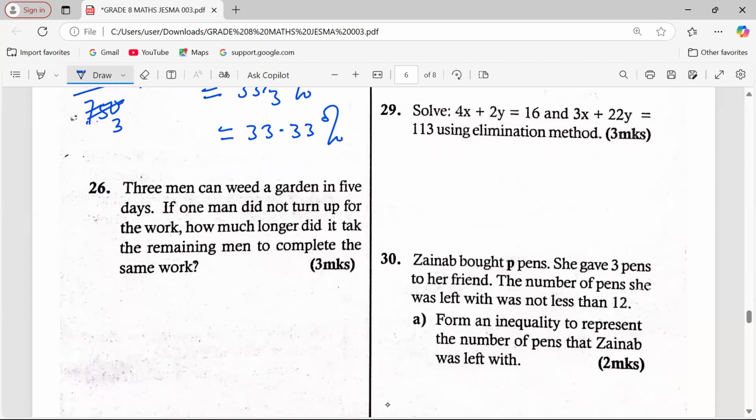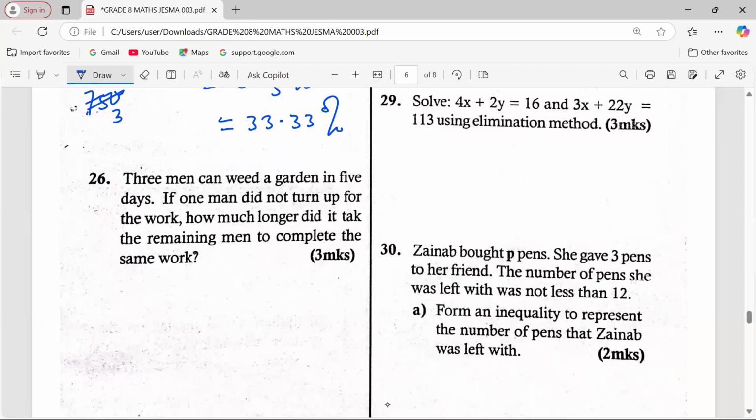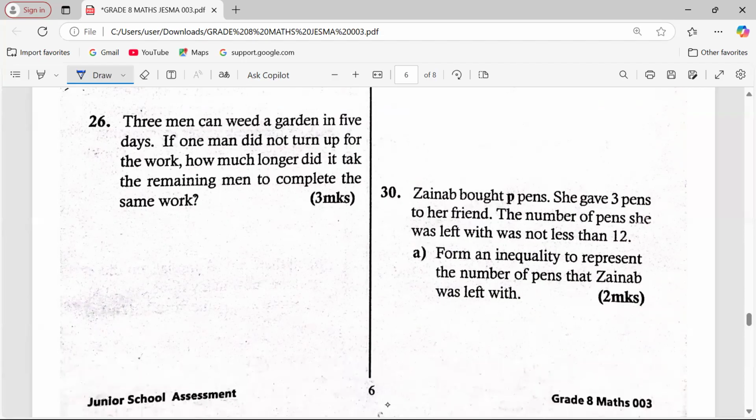That way. Number 26. 3 men can weed a garden in 5 days. If one man did not turn up for the work, how much longer did it take the remaining men to complete the same work? So we can have men and days. We are saying 3 men can take 5 days. If one man did not turn up for work, so they became 2, how long are they going to take?